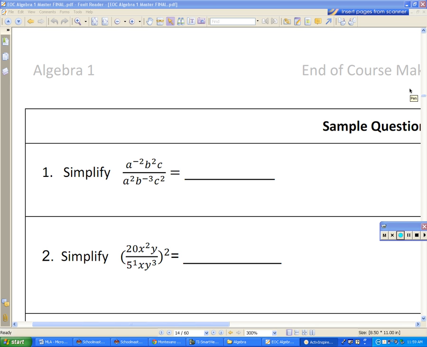We're not done because we have negative exponents, right? So I need to switch this around.